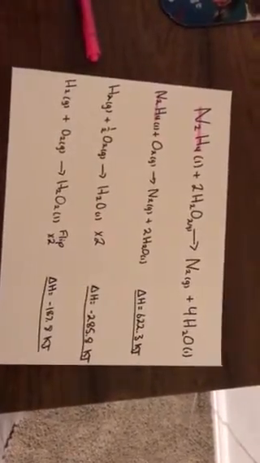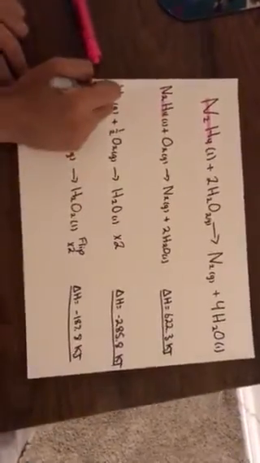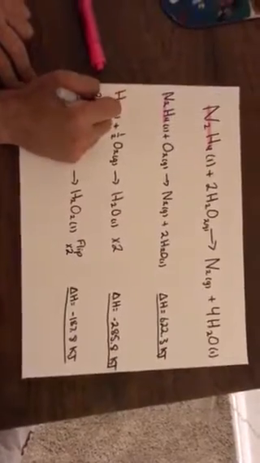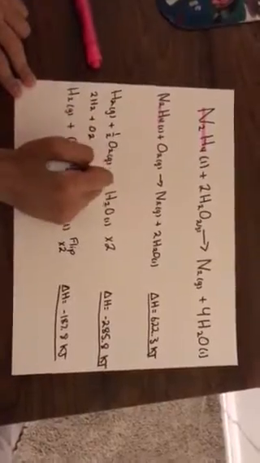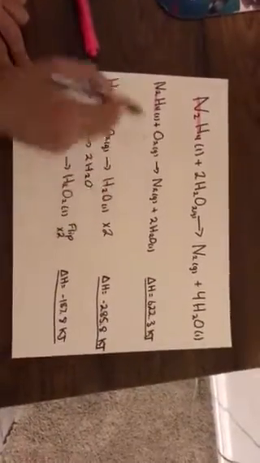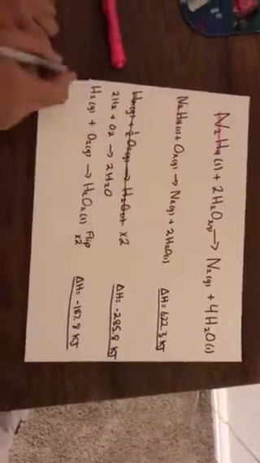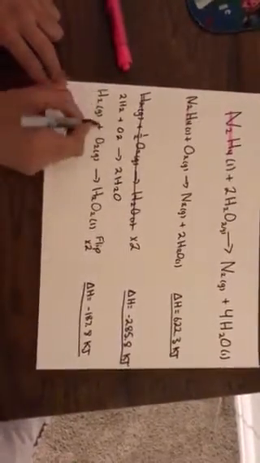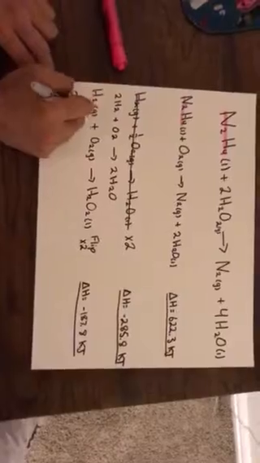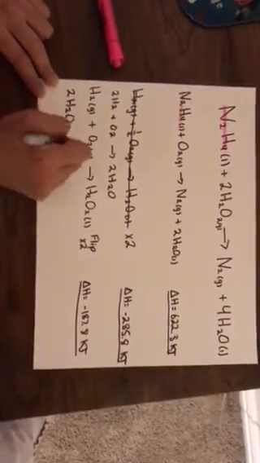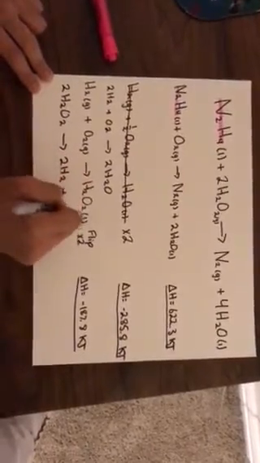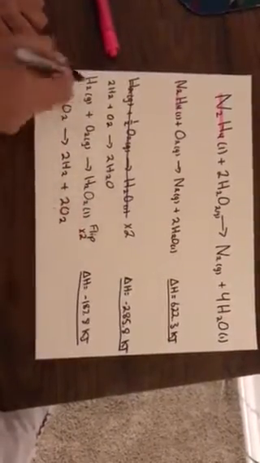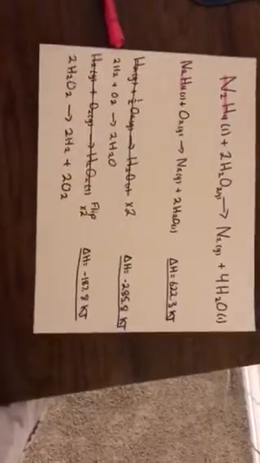So, after we finish doing that, we get, for these two equations, 2H2 plus O2 yields 2H2O. We can cross this one out. This equation, we get 2H2O2 yields 2H2 plus 2O2. Cross this one out.